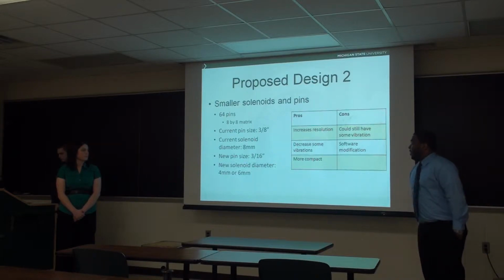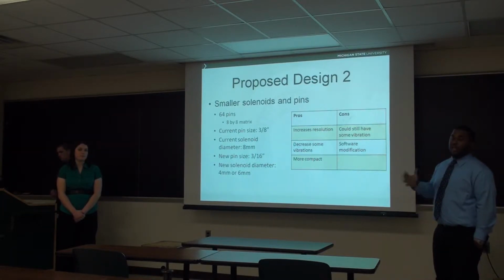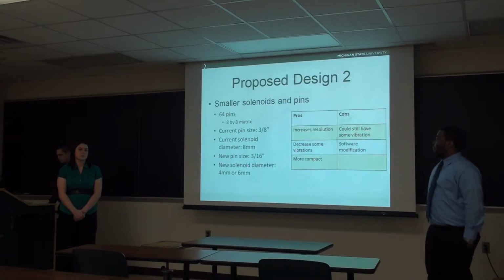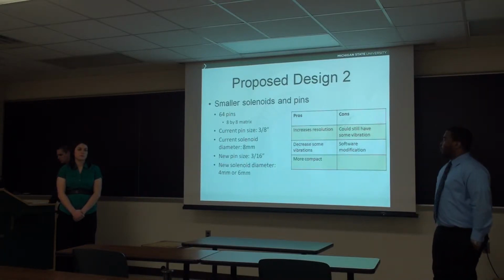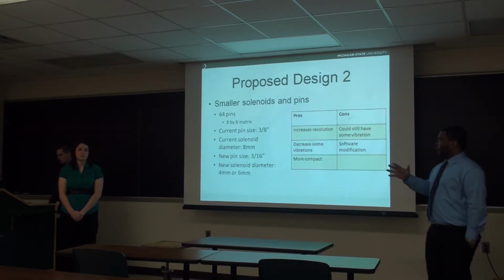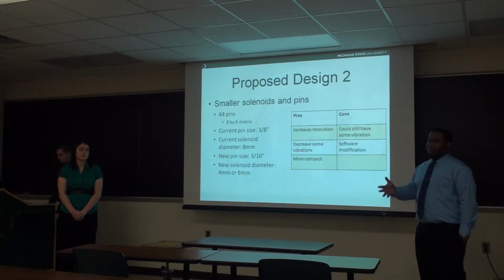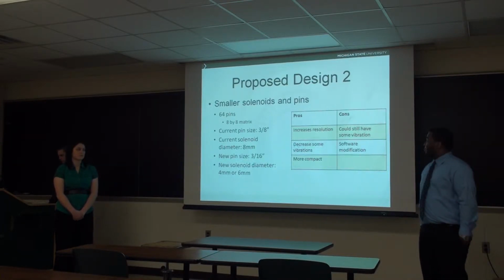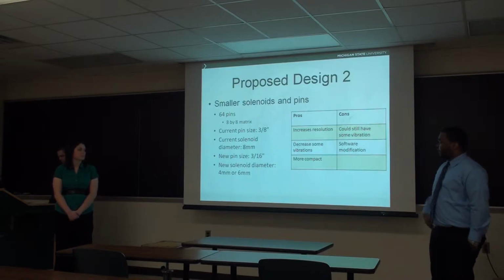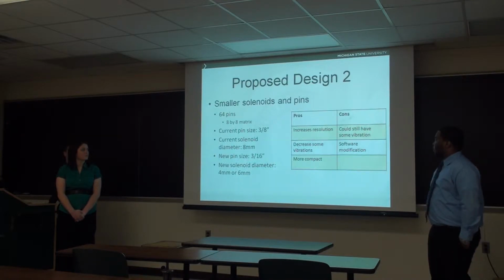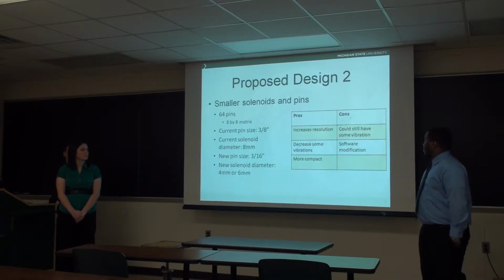And our second proposed design was to have smaller solenoids and pins. The current device had 32 pins, 32 solenoids, so we wanted to make it a device with more resolution. So we use an 8x8 matrix with 64 pins, 64 solenoids. To fit that into the device, we had to use a smaller solenoid. The diameter of it was 8 millimeters, so we want to use 6 millimeters or 4 millimeters. And also the new pin size would decrease from 3/8 to 3/16 to make it more of a Braille dot. And also we have to do some software modification for the 64 pins as well.